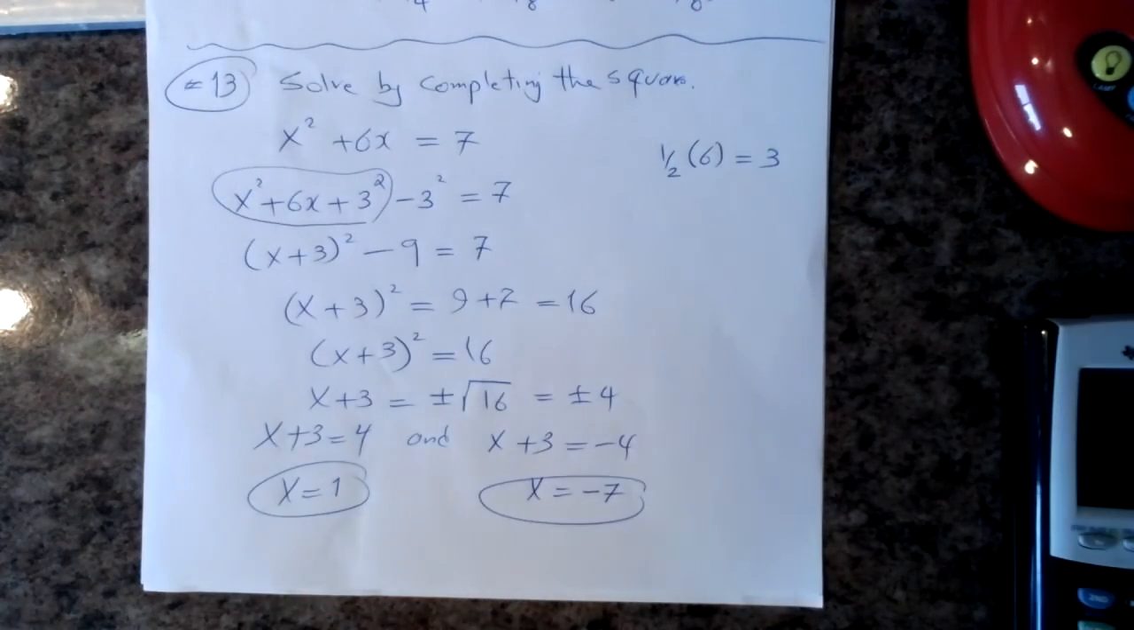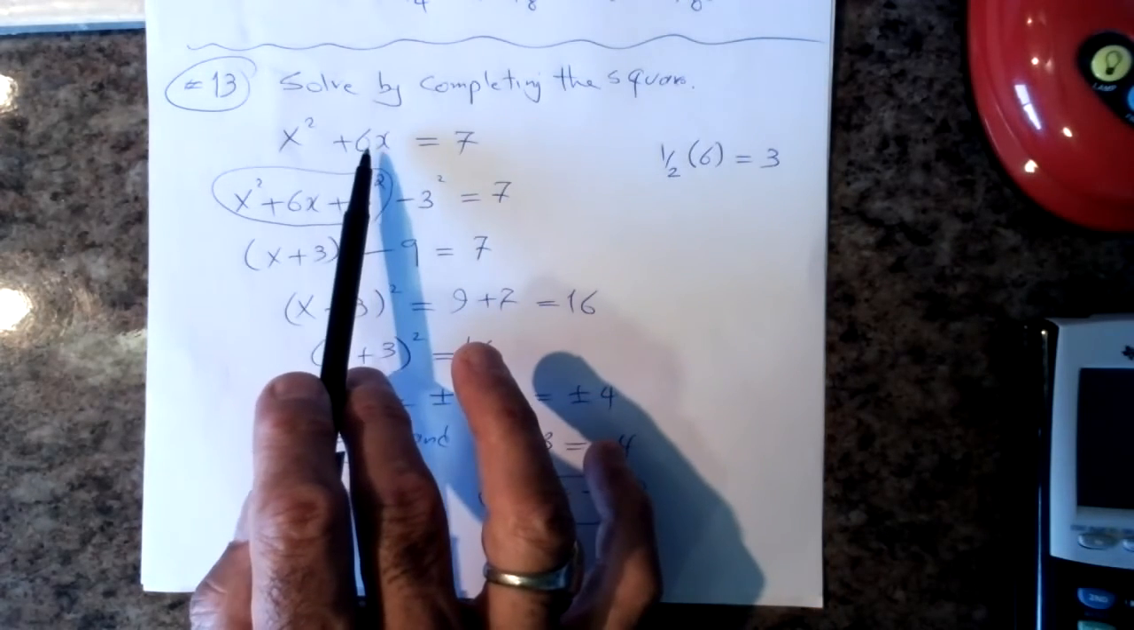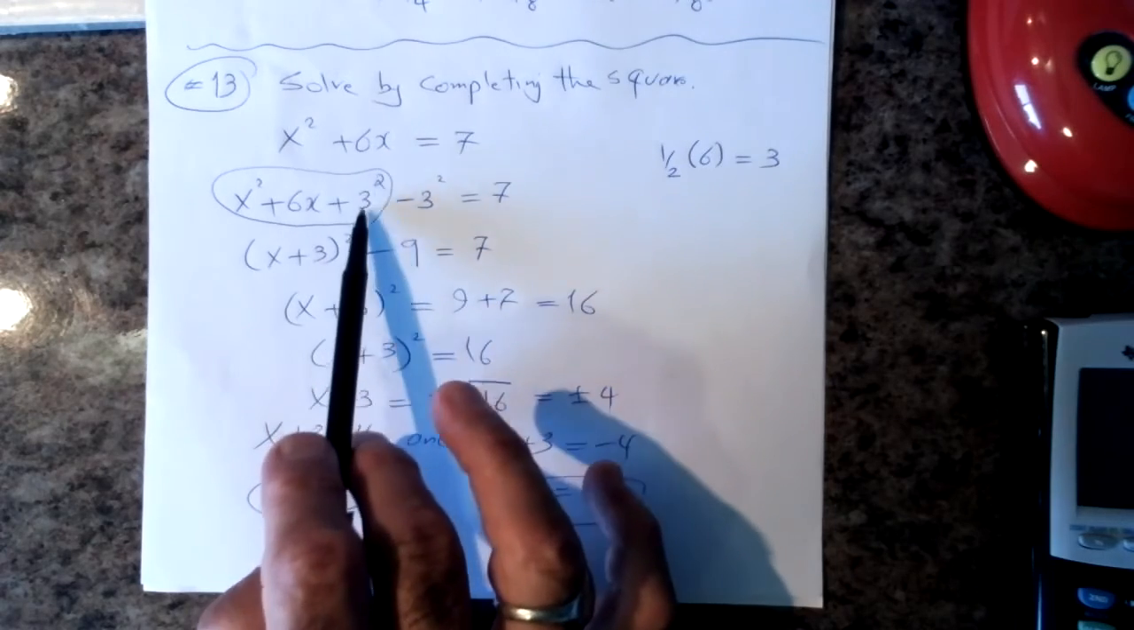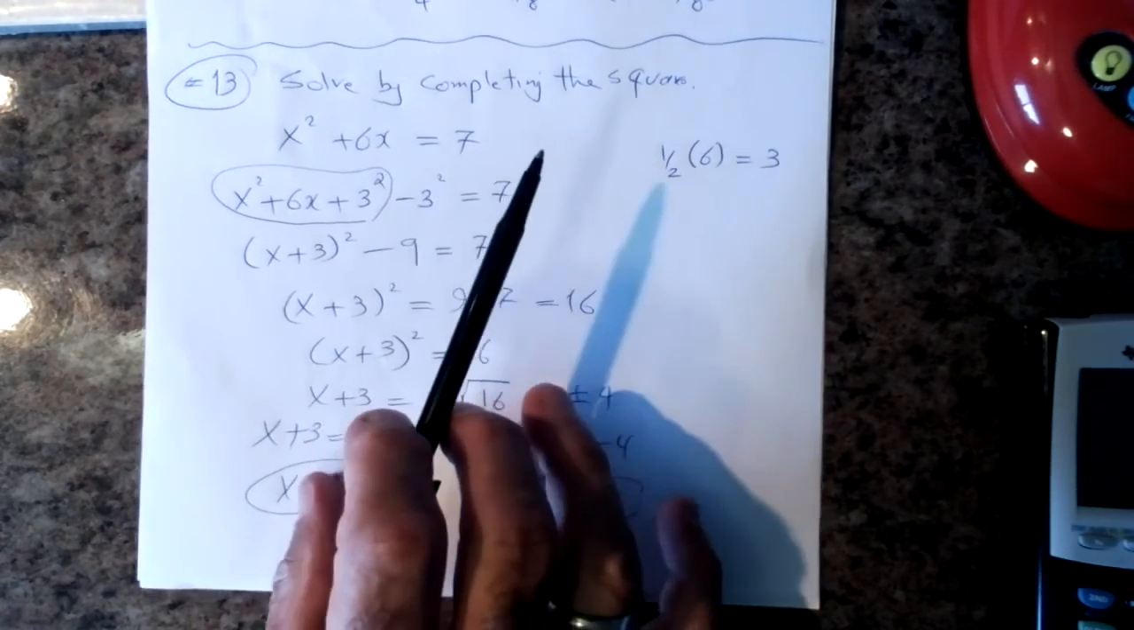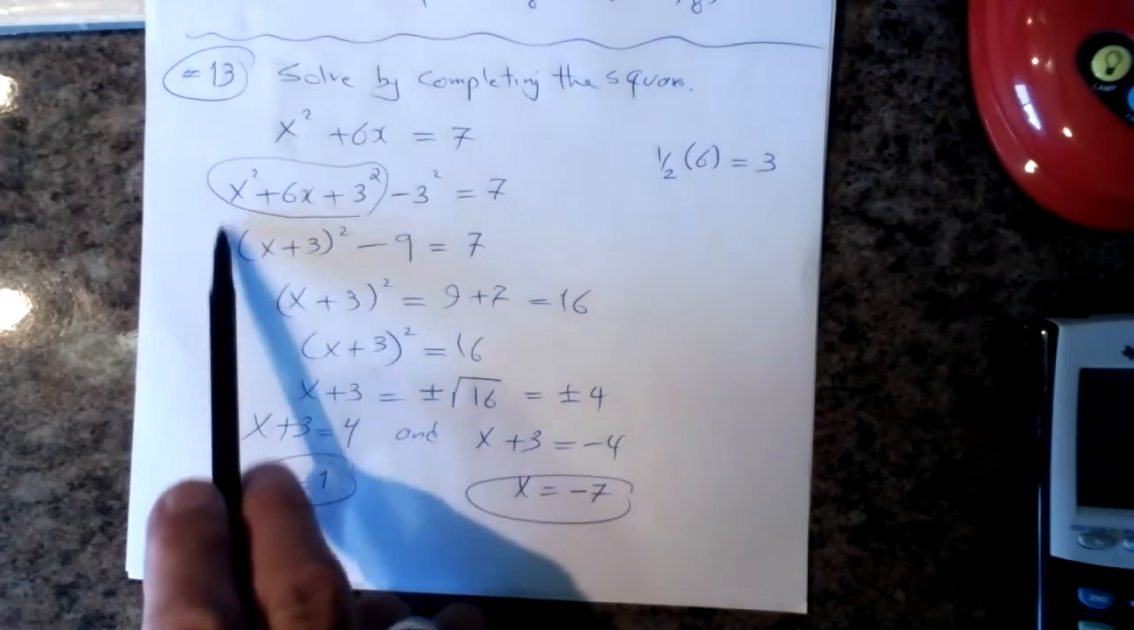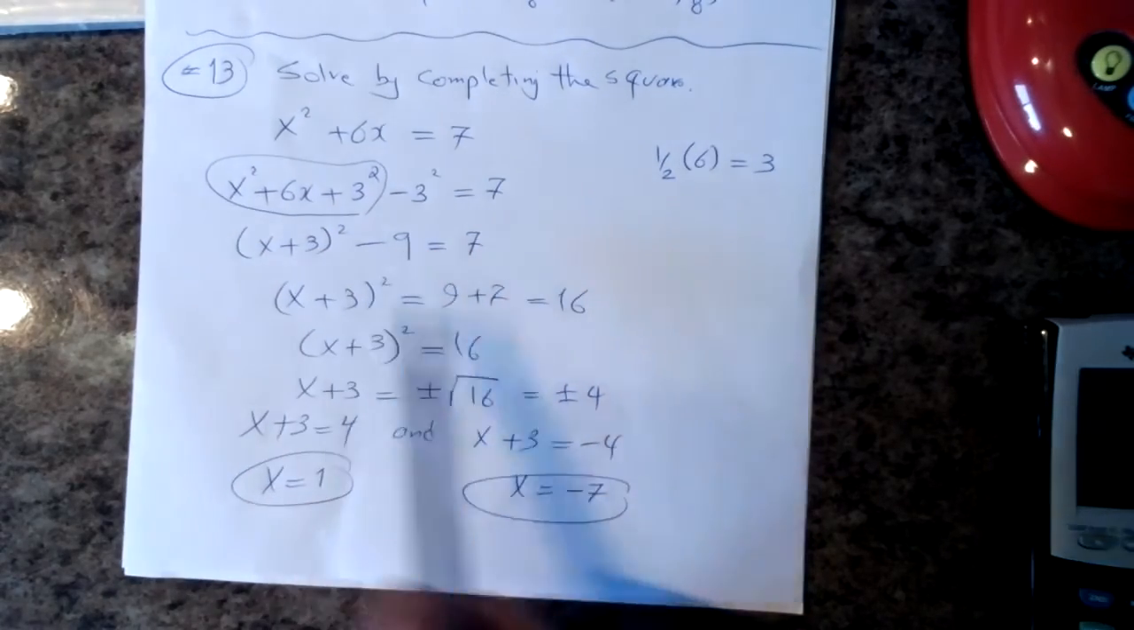This is how to use the method of completing the square to solve the problems. So in that case, again, half of 6 is 3. You add 3/2 and subtract 3/2. This is that, and then solve.